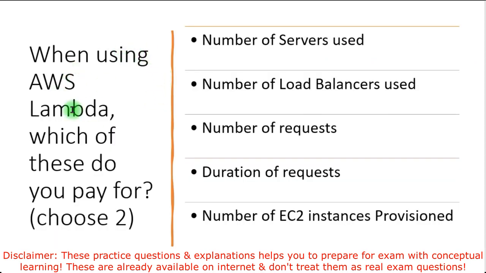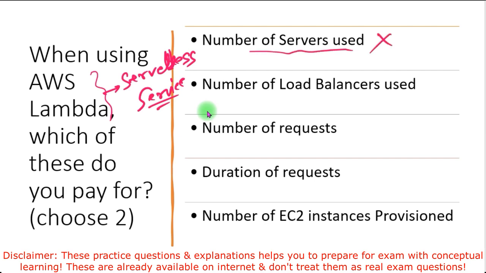This question is again related to AWS Lambda. They are asking, when using AWS Lambda, which of these do you pay for? Number of servers used, number of load balancers used, number of requests, duration of the request, number of EC2 instances provisioned. As we already understand, AWS Lambda is a serverless service. So we are not worried about how many servers are used, how many load balancers are used, or how many virtual machines or EC2 instances are provisioned to host or run our application.